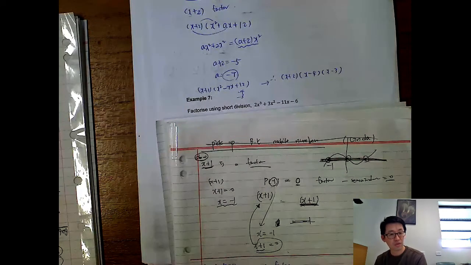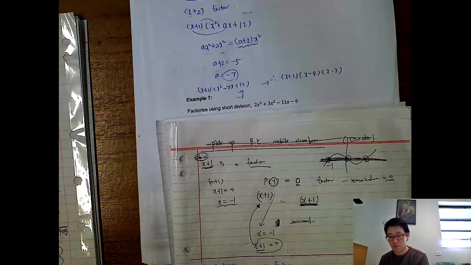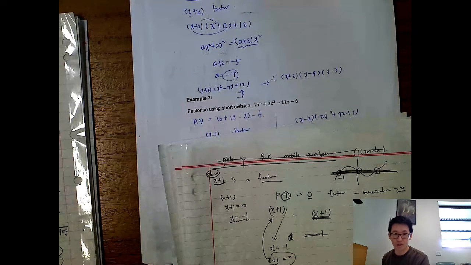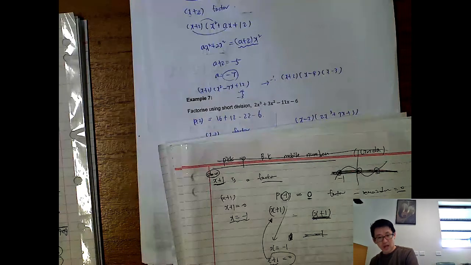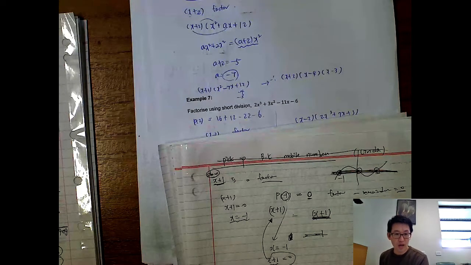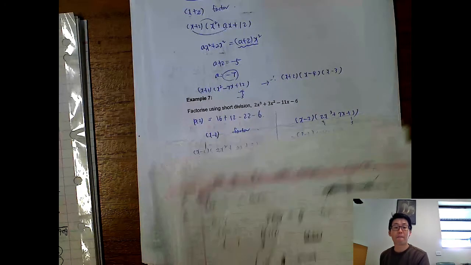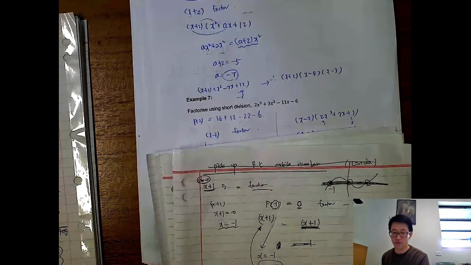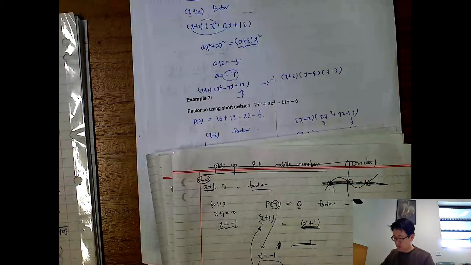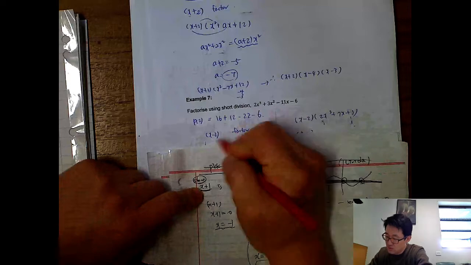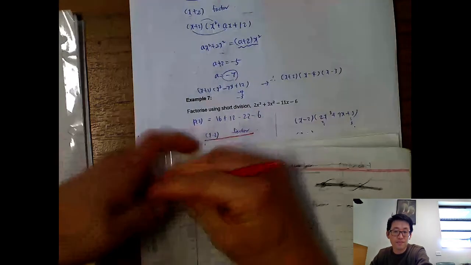First, use the trial and error method. Put in 1, minus 1, 2, minus 2. You can work that out. What makes it equal 0? In this case, when x is 2. Therefore, a factor is what? x minus 2 is a factor. Okay? x minus 2 is a factor.